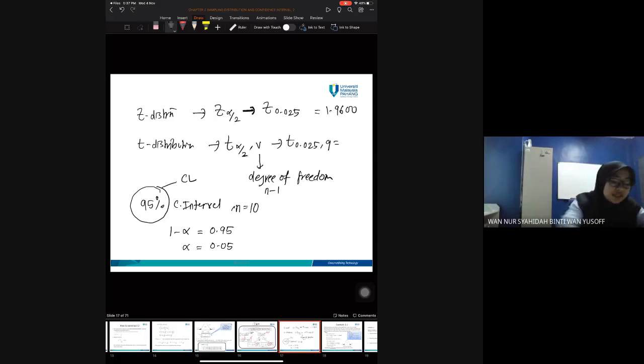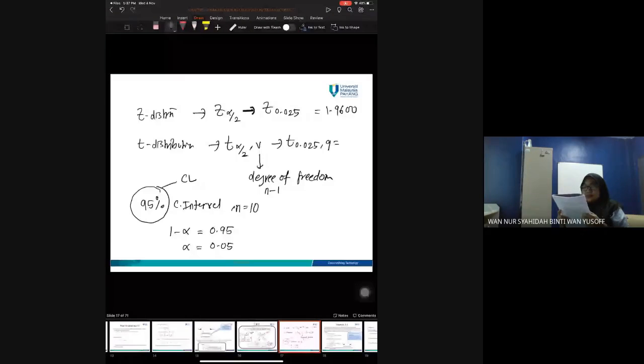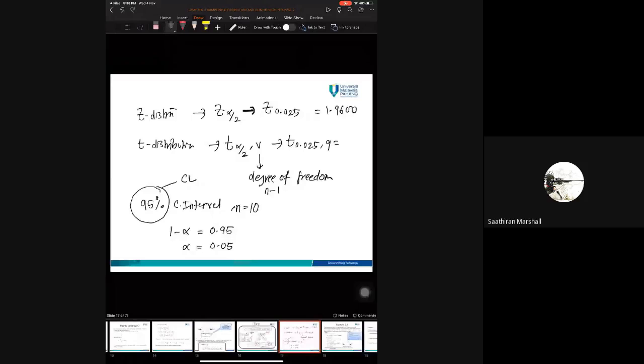Okay, for the T distribution, it is on the next page, 37. The first column is your degree of freedom, and the first row is your probability value. So find the combination of 0.025 with 9. Then you get the value that you need. What is the value? 0.025 with 9. 3.6897.